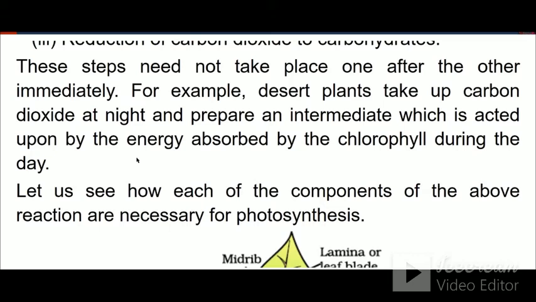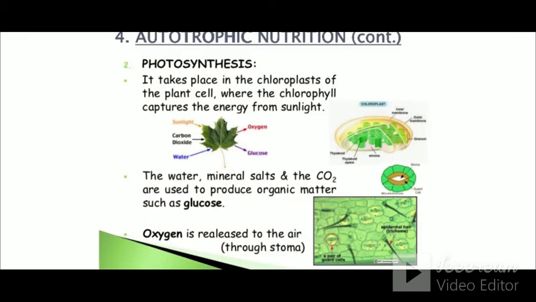So during night time, it consumes carbon dioxide, or it stores the carbon dioxide produced inside it during respiration. It doesn't give out the whole carbon dioxide out of its body. It stores that carbon dioxide for the daytime to make carbohydrate during photosynthesis. So in autotrophic nutrition, photosynthesis takes place in the chloroplast of the plant cell, where the chlorophyll captures energy from the sunlight, and the water, mineral salts and carbon dioxide are used to produce organic matter such as glucose.